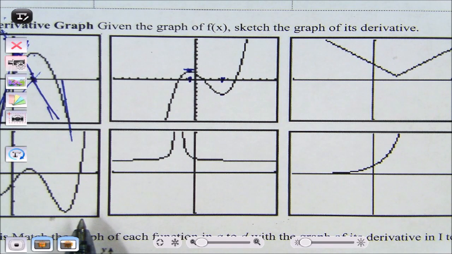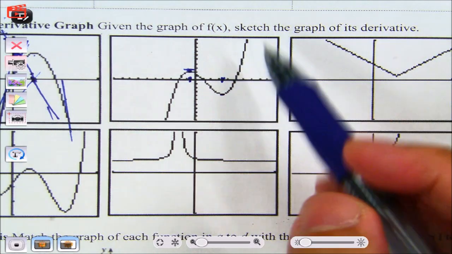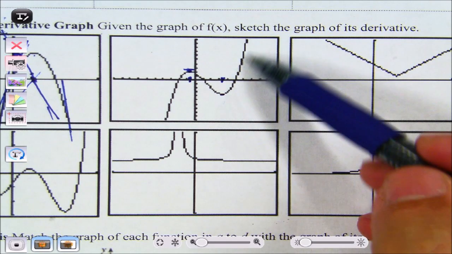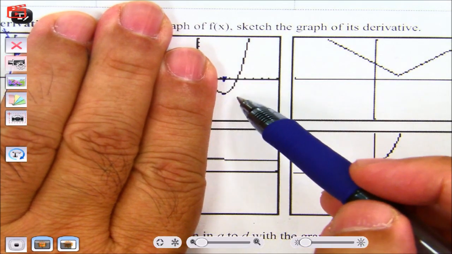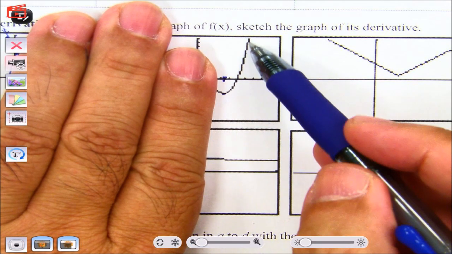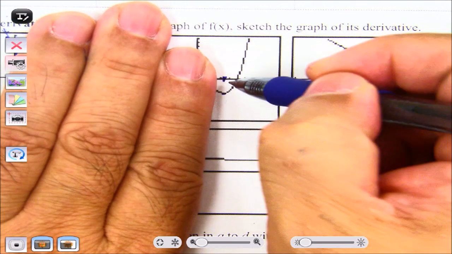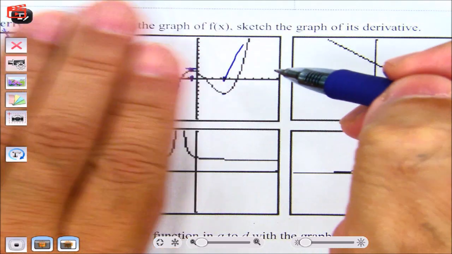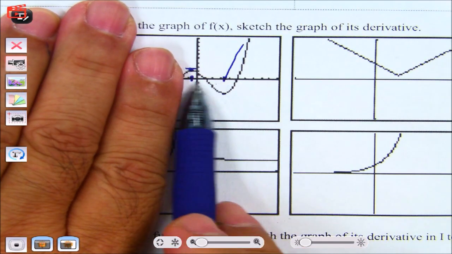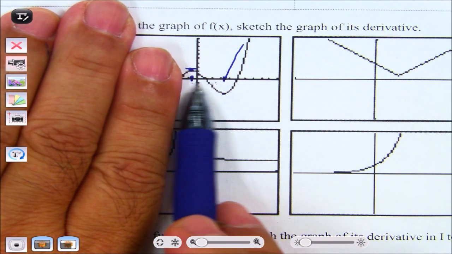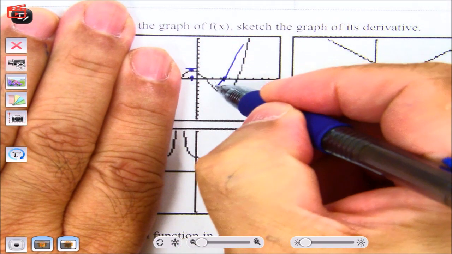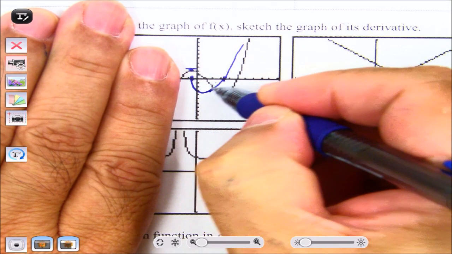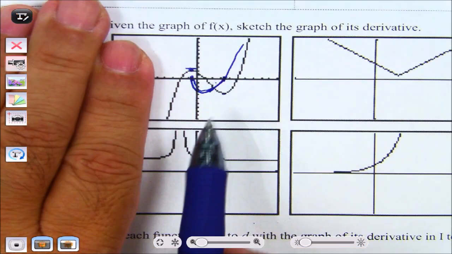Okay? Now, on the right side of this x value, are these slopes positive or negative? Positive. So that means it's going to be above the line. Between these two x values, are these slopes positive or negative? Negative. So that means... but the thing is, I have to come back to that one.